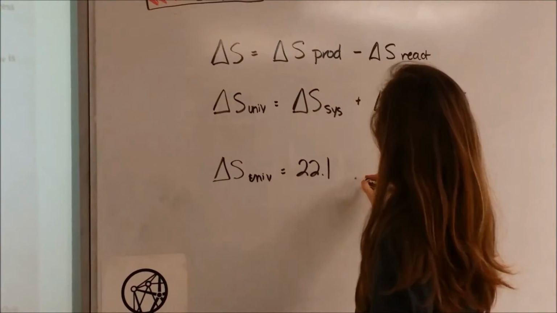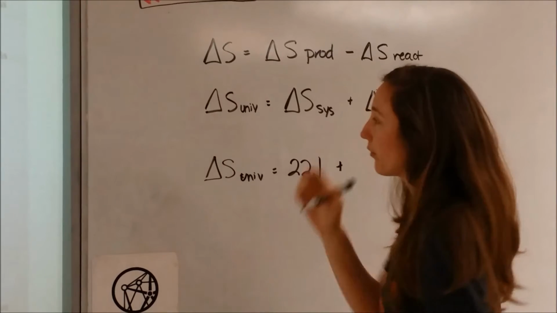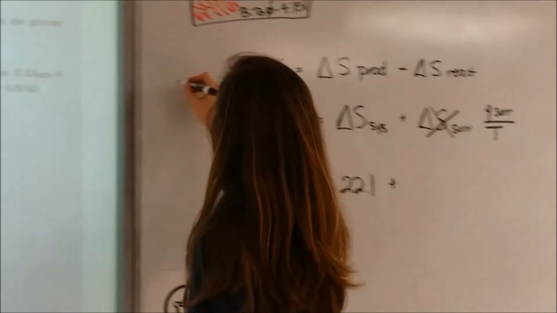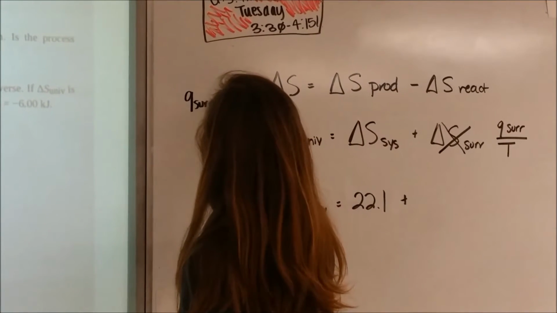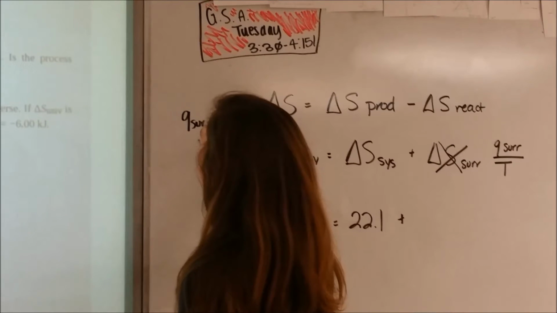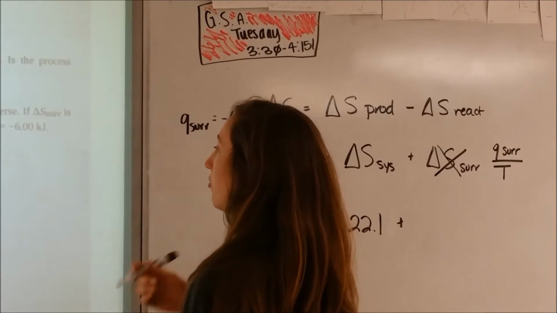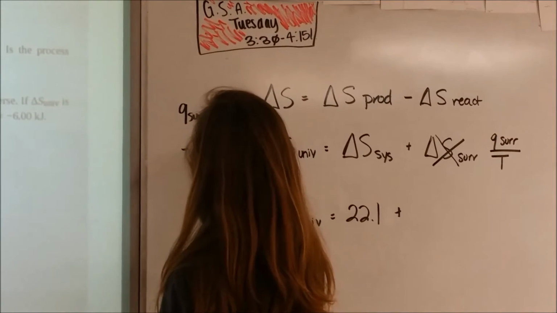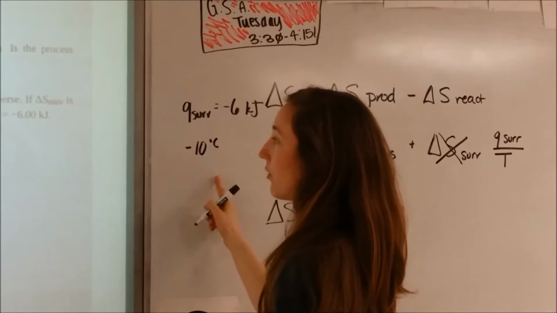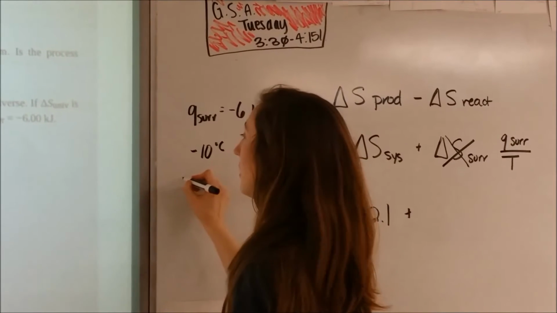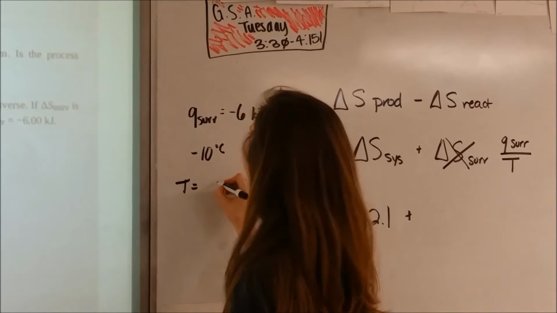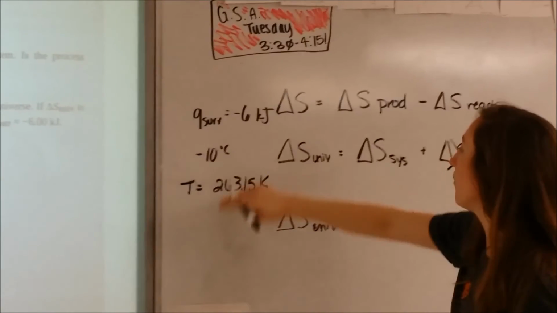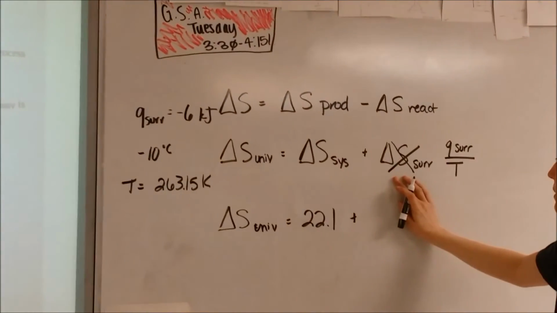is the entropy of the system plus, and then we need to solve for these right here. It gave us the negative 6 kilojoules. So if you remember, Q of the surroundings was negative 6 kilojoules. And it also gave us our temperature. So our temperature was negative 10 degrees Celsius, but we have to convert this to Kelvin. So if that's Celsius, we know the temperature in Kelvin would be 263.15 K. So we're going to plug both of those in to solve for entropy of the surroundings.